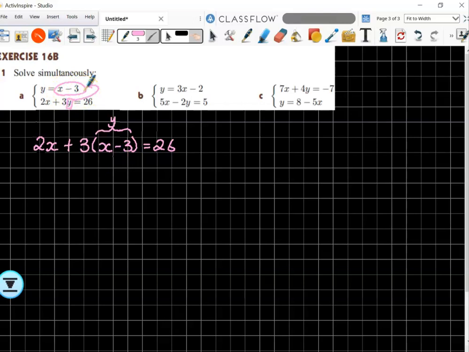Why did we sub? Because now we've only got one unknown, x. And I can now solve for that x. When I had an x and a y, I couldn't just get one answer. Make sense? Let's go.